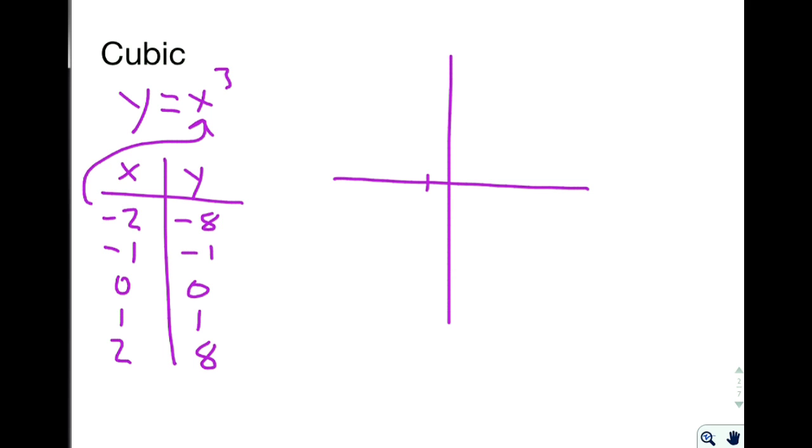So we can go ahead and create our axes here. And what we're going to find is that this graph is going to be a very rapidly increasing and decreasing graph. And it's going to be known by its S shape. So if we go back to down 8, get our first point, -1, -1 and 0, 0 and 1, 1 and 2, 8, you end up getting a graph that very quickly comes up, levels out around the middle, and then quickly goes up. So it has this swervy curve to it, kind of like an S.